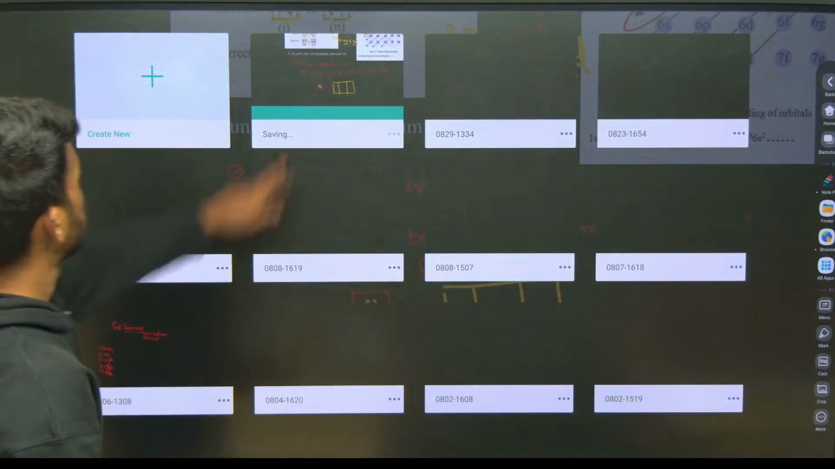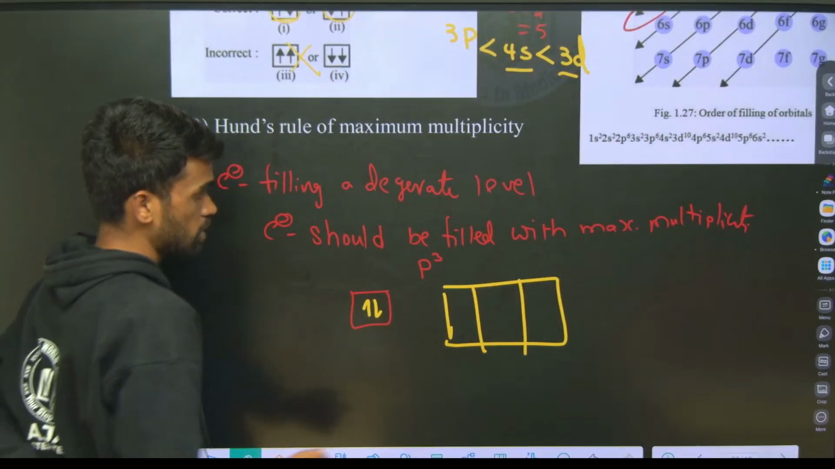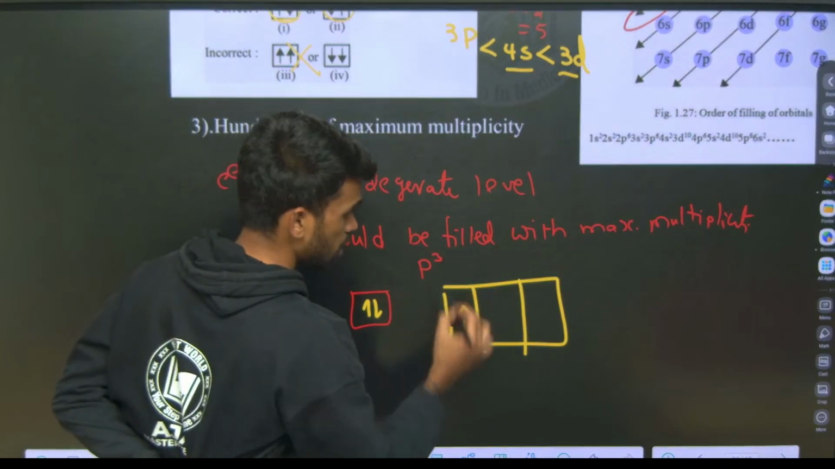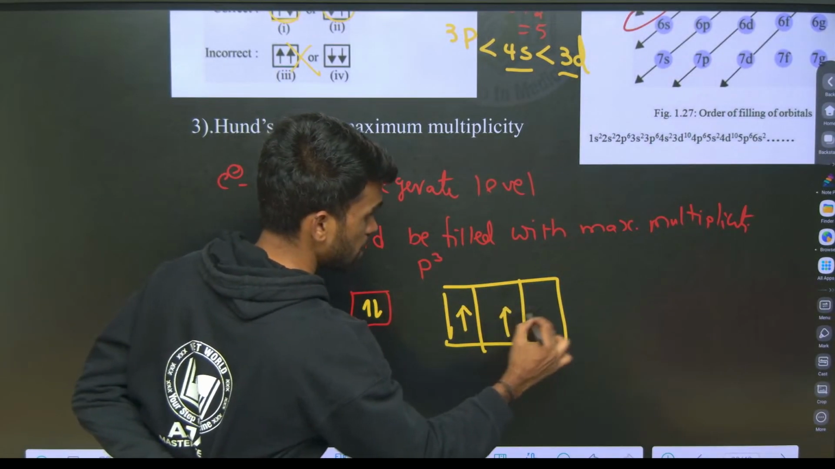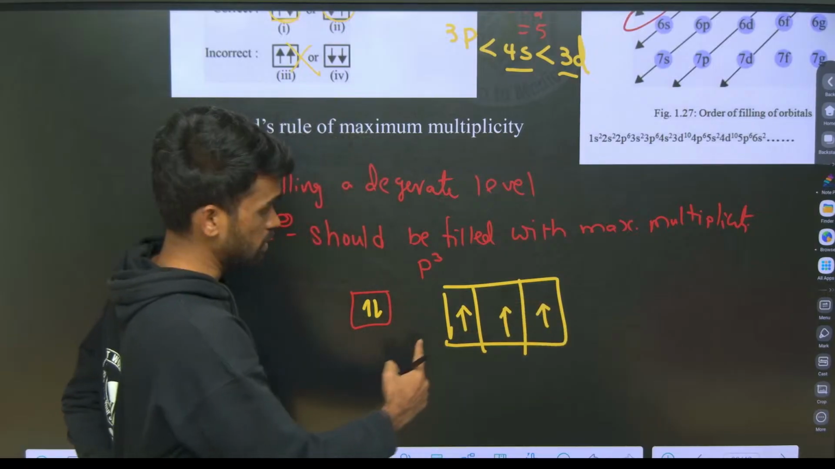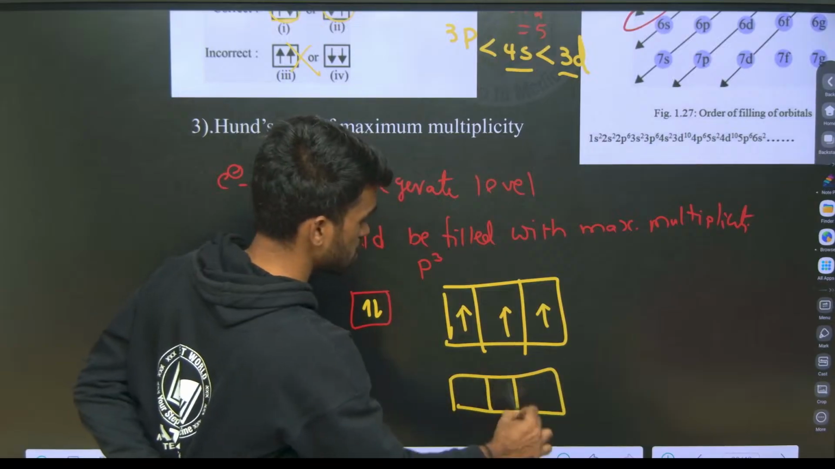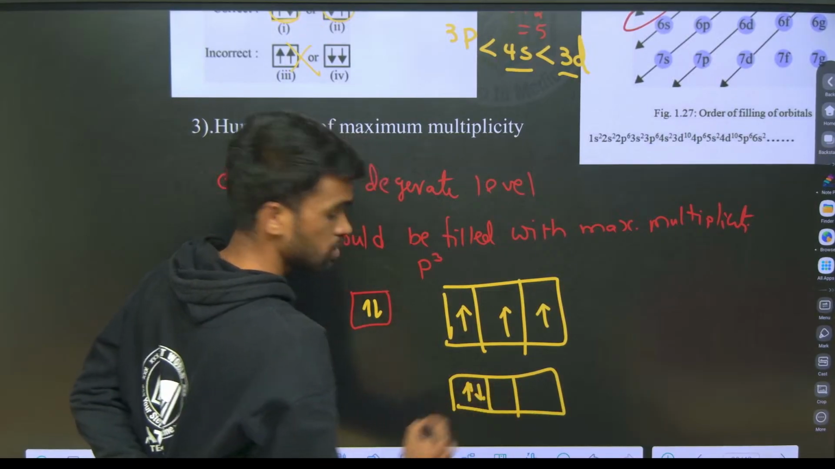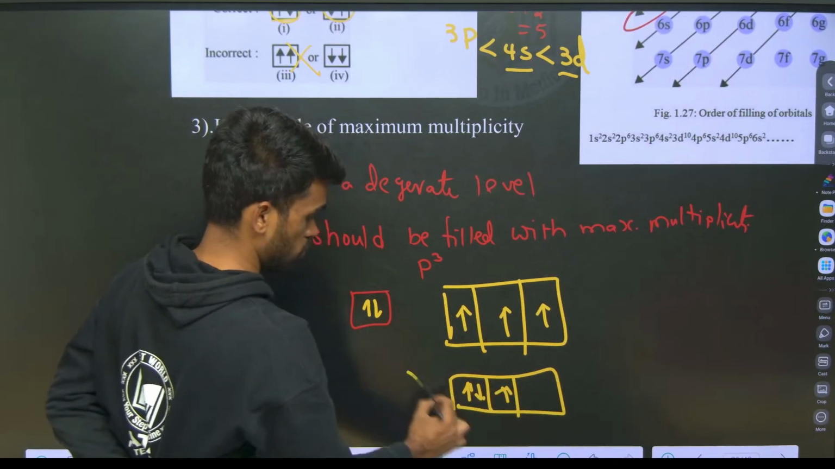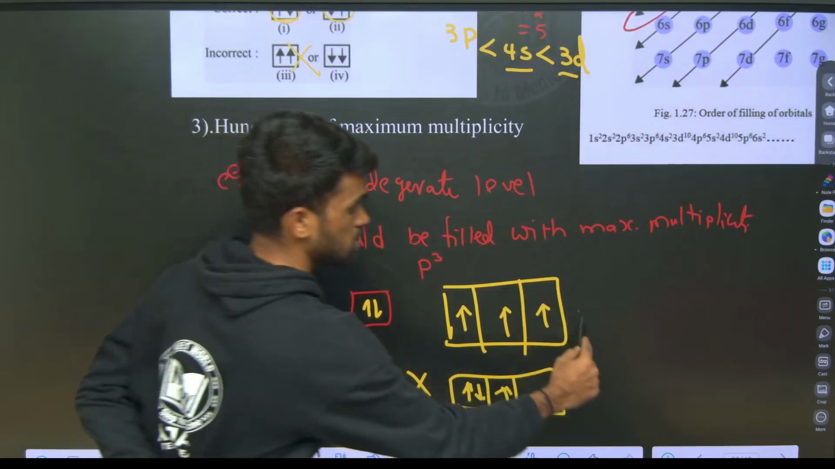Where are we? P3 electronic configuration is there. So you should fill one here, one here and one here, like this. They have maximum multiplicity. And if instead I fill like this, is this correct? No, this is not the correct way. Only this way is correct.